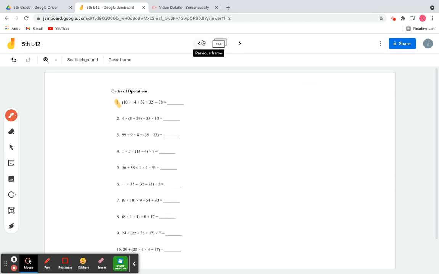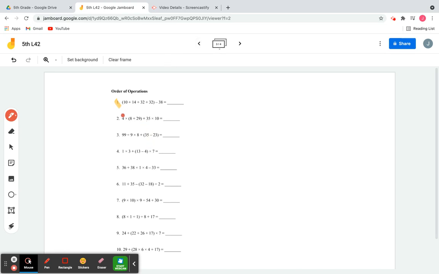So let's move on to the next page, and we have order of operations. We know PEMDAS, right? So when we have these kinds of problems, we always solve the numbers in parentheses and exponents first, and then we do multiplication and division, and then we add and subtract, right? That's the PEMDAS. So we're going to work on number 1.